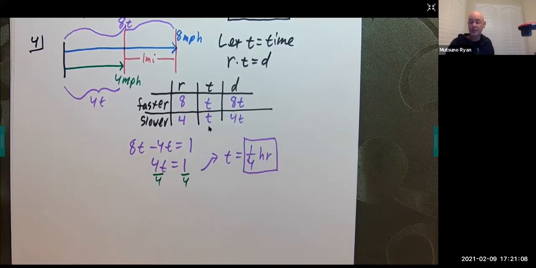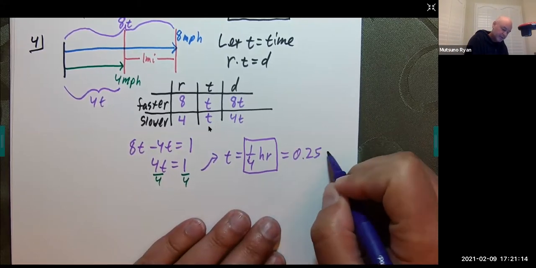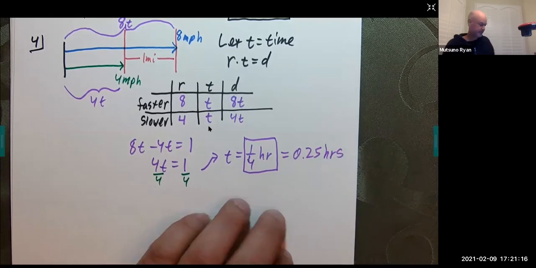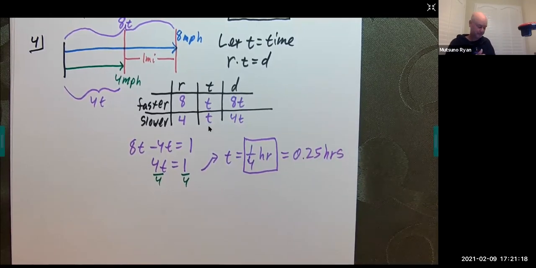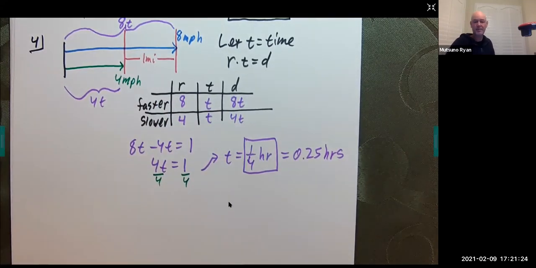Now, 1/4 of an hour is only 15 minutes, if we wanted to translate that. Another way to write this is you could put 0.25 hours. Now, both are correct. But this one we subtracted. The next one, I don't think we will. Let's move on to number 5. Let me show you what that looks like.